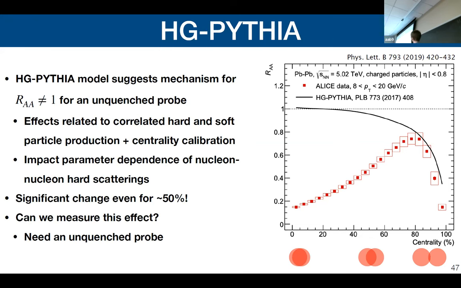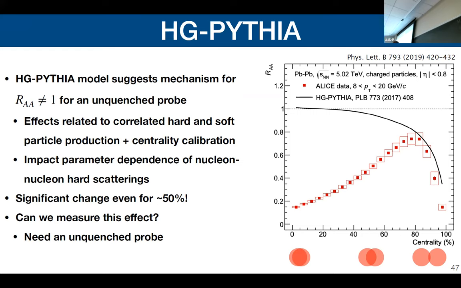So, there is actually a model that was proposed, which is shown by this black line here. And this actually suggested that if you have a perfect probe, which is not quenched at all, right? Something that just goes straight through the medium, doesn't even know that the medium is there. They said RAA should not equal 1, okay? And that goes against everything we're taught when we say RAA. This would go against what I told you 2 slides ago when I said unquenched probe, RAA equals 1, right? It's not trivial, and it's not something that people are used to thinking.